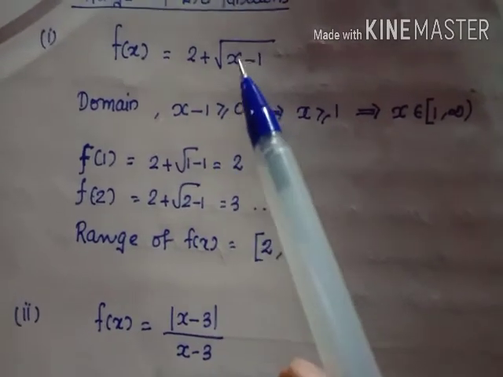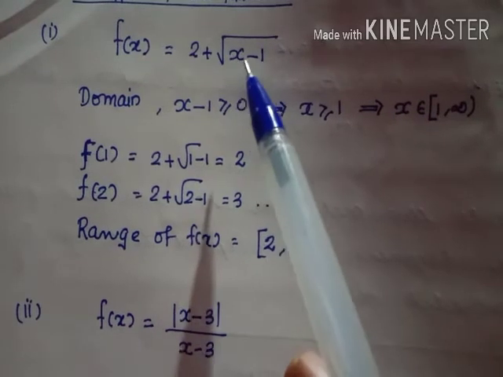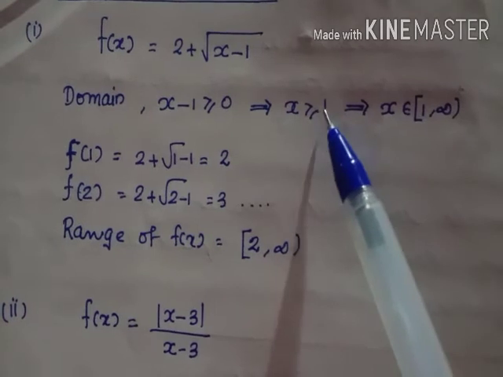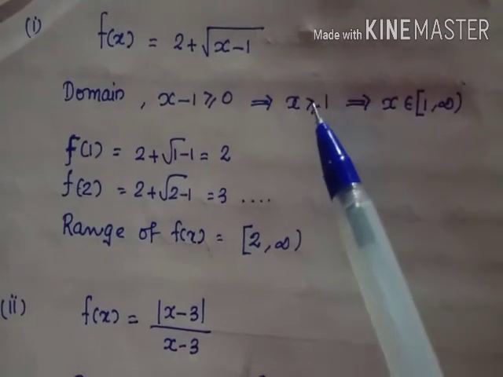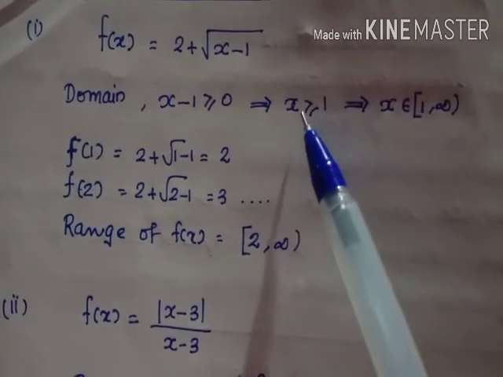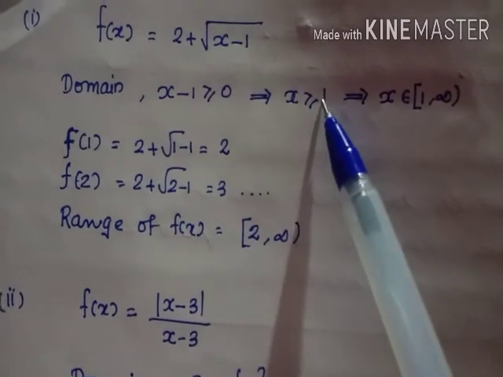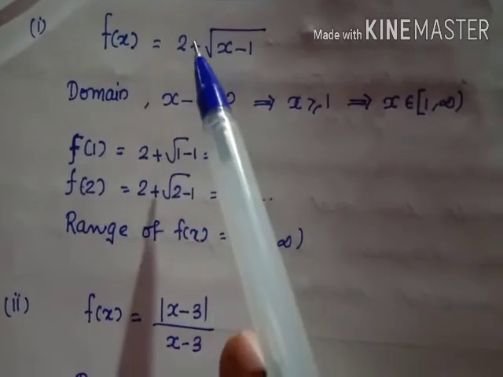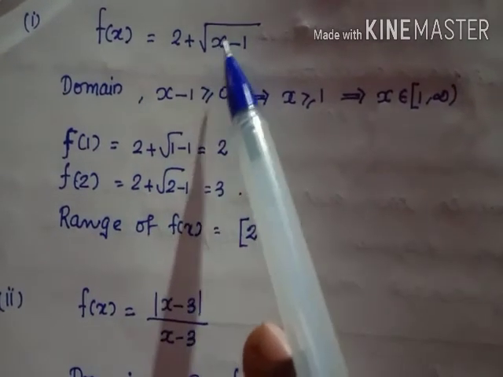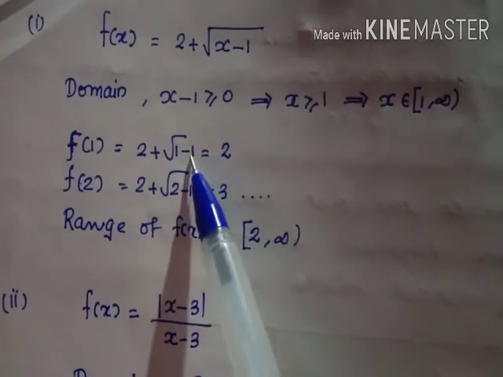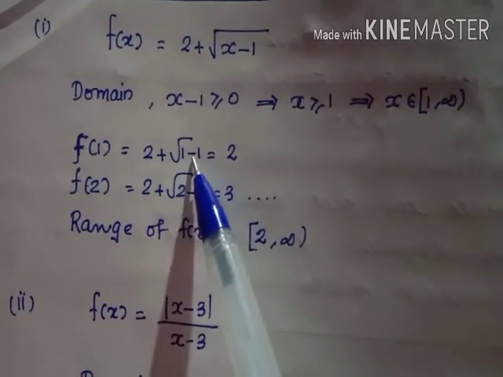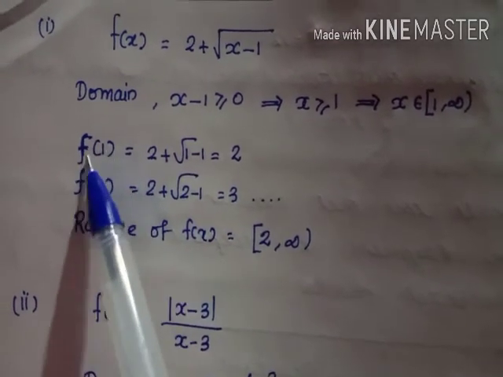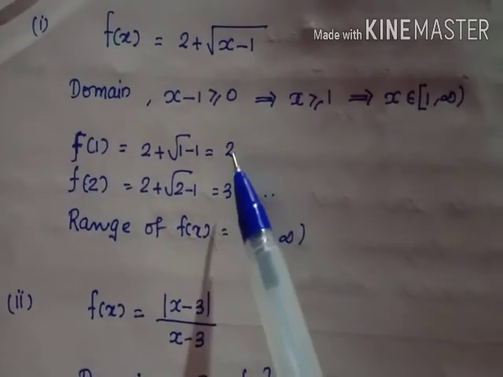Here the function is 2 plus root of x minus 1, and we know the values of x are 1 and more than 1. So let us take the x value equal to 1. That is the least value. When x equal to 1, f of x becomes 2 plus root of 1 minus 1. Root of 1 minus 1 is 0. So 2 plus 0 equal to 2. That is, when x equal to 1, the function value f of x is 2.